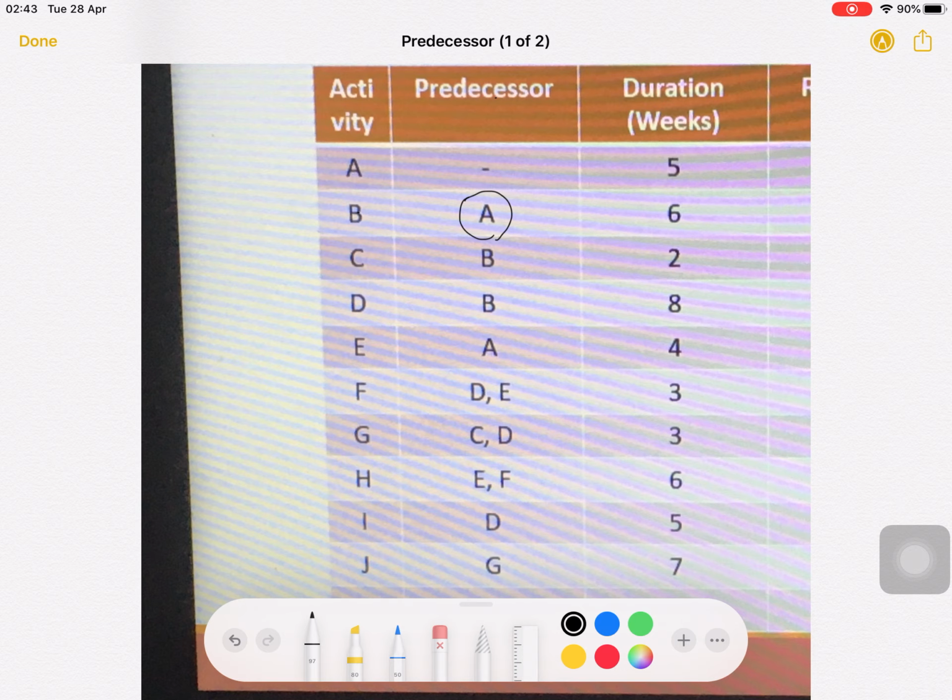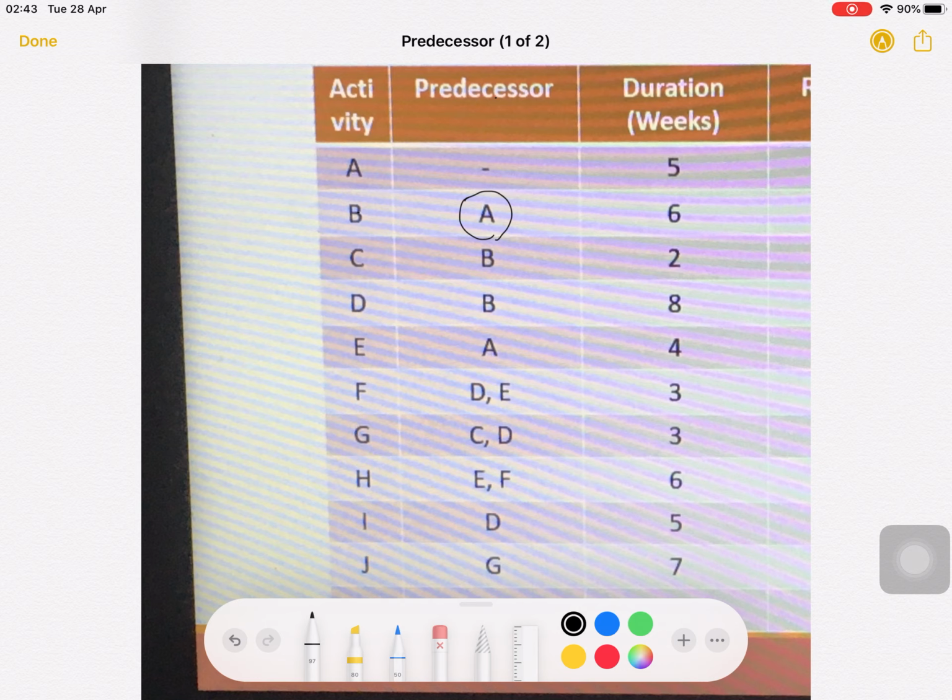Same for activity C: B is the predecessor. So once activity B finishes, then activity C can start. D is an activity whose predecessor is B. Also when activity B finishes, then activity D can start. Activity E has predecessor A, which means when activity A finishes, then activity E can start.